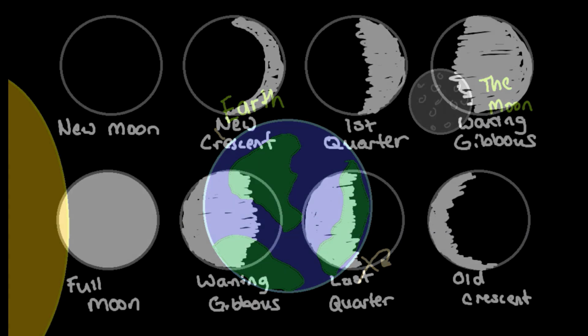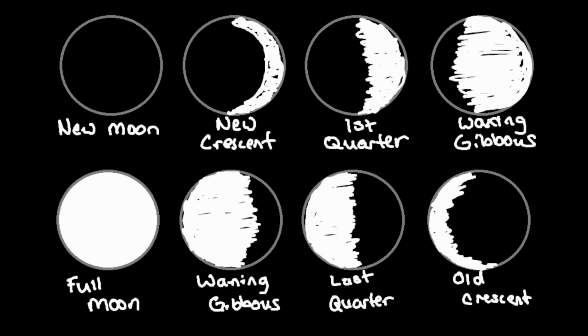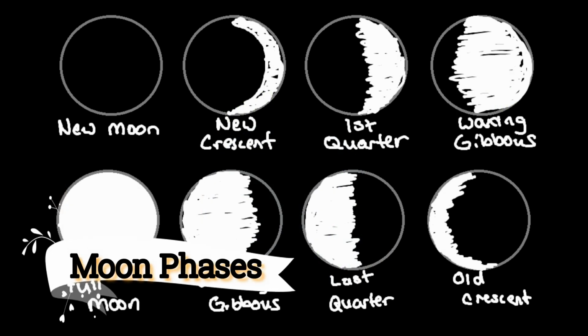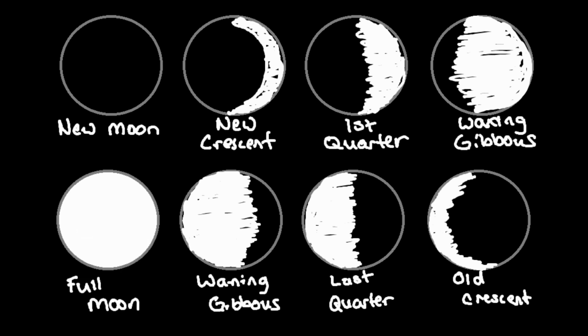And if we look up, we can see the effects of all these relationships. For example, if we look at the moon, we know what a full moon is. It's where we see a giant reflection back from the sun. There are also different phases it might go through.